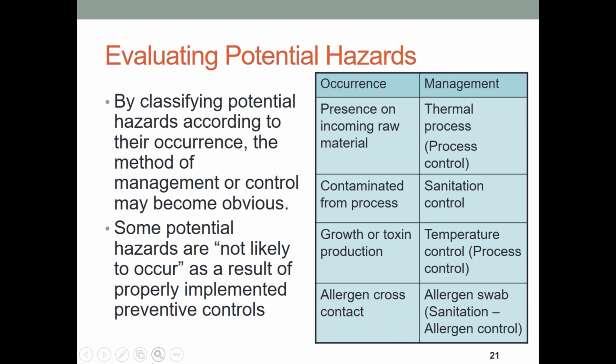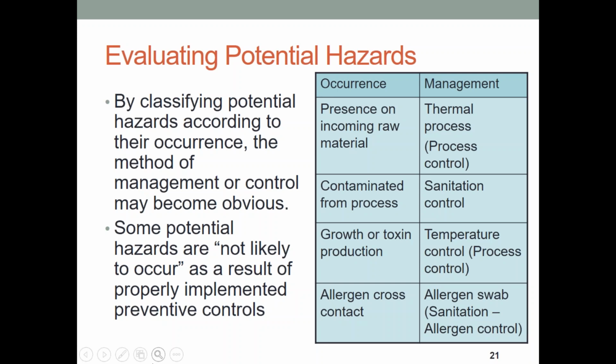What about contamination from the process? Well, if there's contamination from the process, can we deal with that with sanitation controls rather than having to have another thermal process in place? What about growth or toxin production? Can we control the temperature so that there is no growth, and since there is no growth, there will be no toxin production? And what about allergen cross-contact? What kind of controls would we do there? Well, we might have two different types of controls. We might have a sanitation control, and we might have an allergen control just as a check.